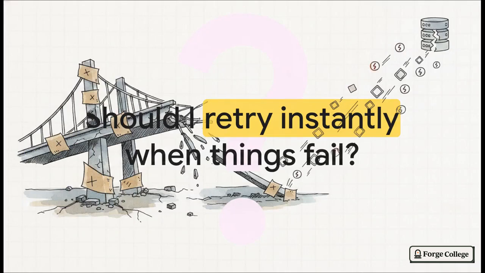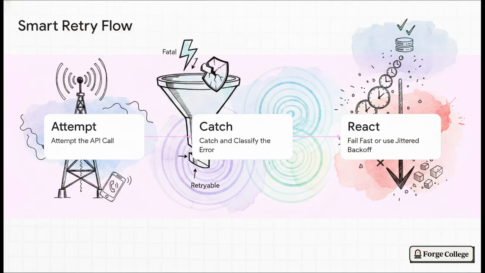So you might be wondering, should I just hit retry instantly when things fail? I mean, we've all been there, right? Angrily spamming the refresh button on a broken website. But doing that in your code is literally the engineering equivalent of fixing a broken bridge with duct tape. It doesn't work, and it usually just causes a much bigger collapse. Instead, you need to build a proper suspension system.